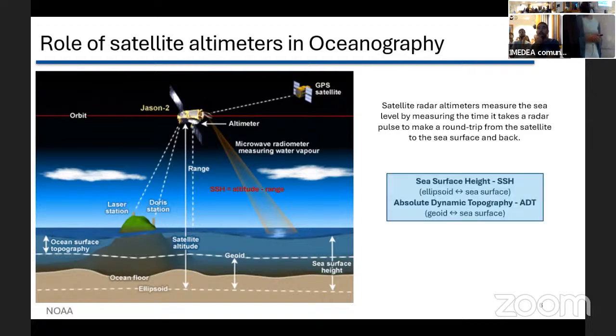Here I want to clarify that we usually use two different terms to refer to that. The sea surface height takes as reference the ellipsoid, while the absolute dynamic topography is the same, but it takes as reference the geoid. So we use both.